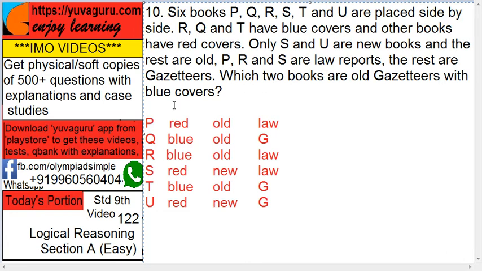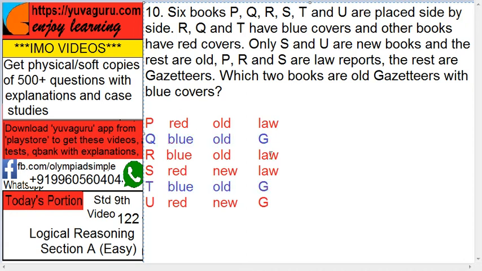Write all the books one below the other. Then write the conditions. RQT blue, others red. Then S and U new, others old. PRS law, others gazetters. So what we want? Old gazetters with blue color. So Q, old gazetters with blue cover. T. So Q and T is the answer.